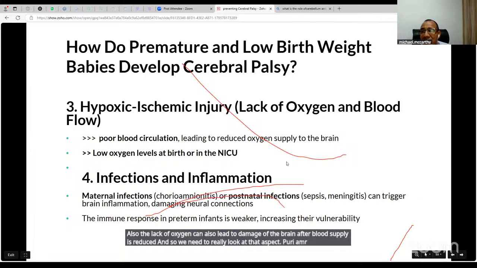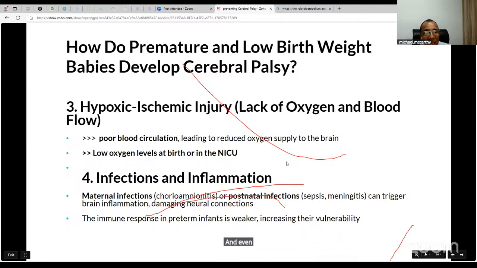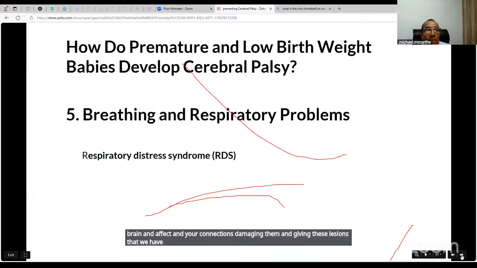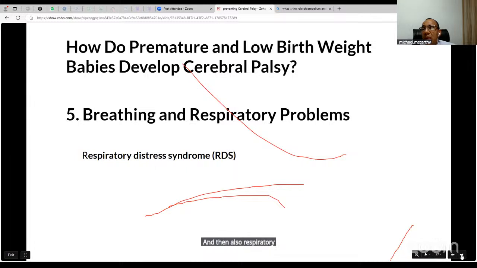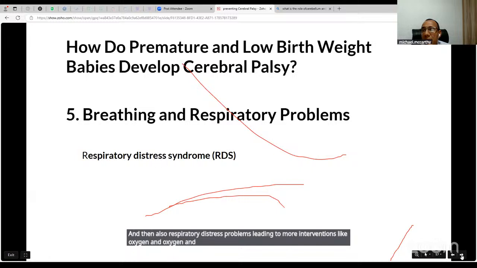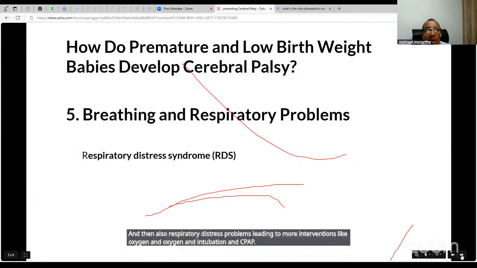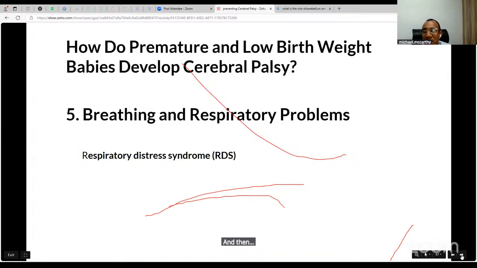Chorioamnionitis, maternal temperatures above 38 degrees, and even infections just after delivery can lead to more inflammation in the brain and affect the neural connections, damaging them and giving these lesions that we have spoken about earlier. And then also respiratory distress problems leading to more interventions like oxygen and intubation and CPAP can then put in some of the risks.